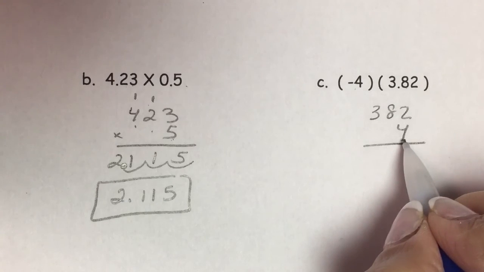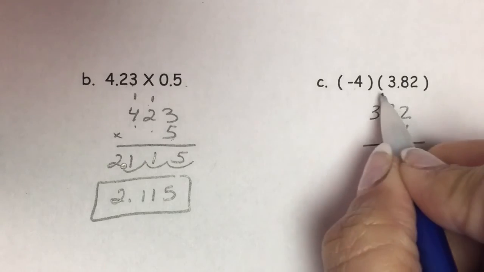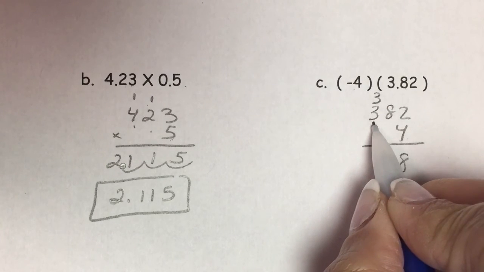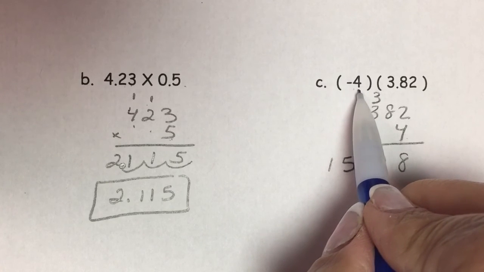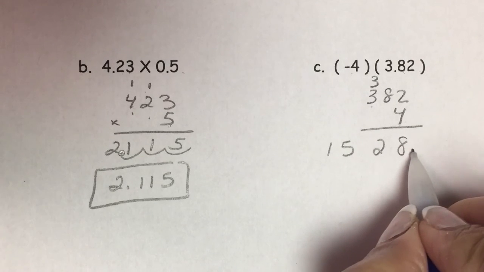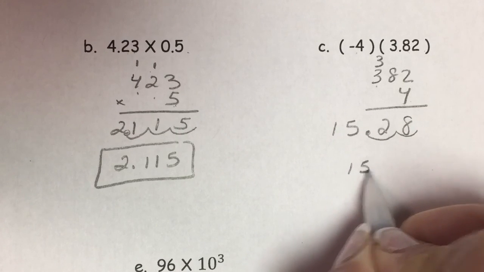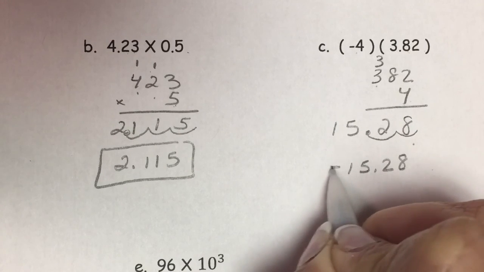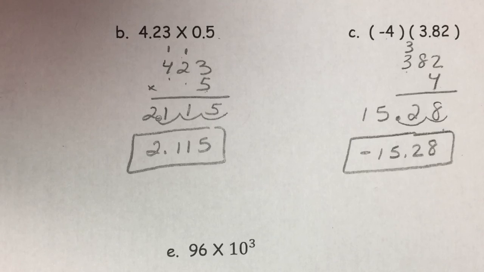So if I multiply 382 by 4, well, 4 times 2 is 8. 4 times 8 is 32. Carry my 3. 4 times 3 is 12, plus 3 is 15. Now, how many numbers are there to the right of the decimal place in my two numbers? Well, there are none here. Over here, there's a total of 1, 2. So I start at the end, and I move my decimal point back 2 places. My answer is 15.28. Oops, I almost forgot it was negative, but I caught myself. It's negative because you're multiplying a negative and a positive.